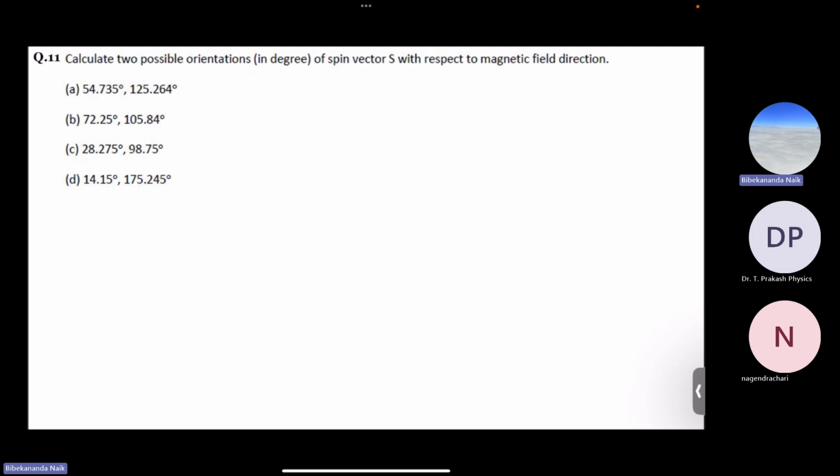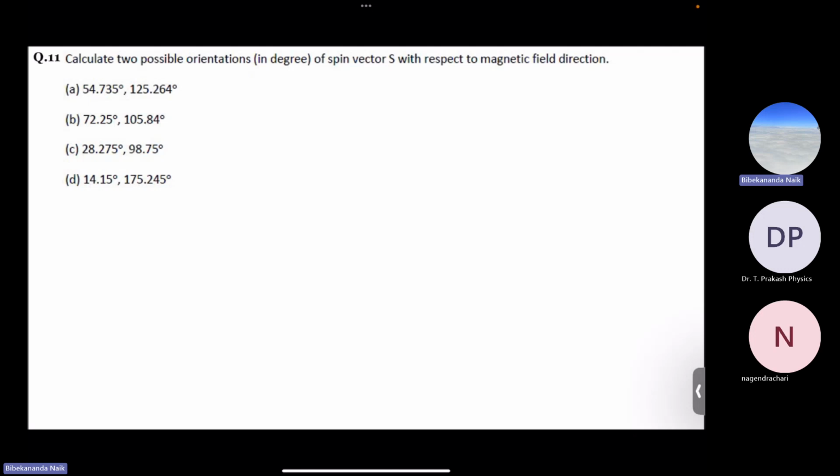So can anyone tell me what will be the two possible orientations of the spin vector with respect to the magnetic field direction? This is nothing but space quantization. We know the values of spin are quantized, half or minus half, so the orientations are also quantized. Orientations can't be in all directions; they can only be in some particular directions. Those directions are represented by magnetic quantum numbers, spin magnetic quantum number or orbital magnetic quantum number, which are ms or ml.